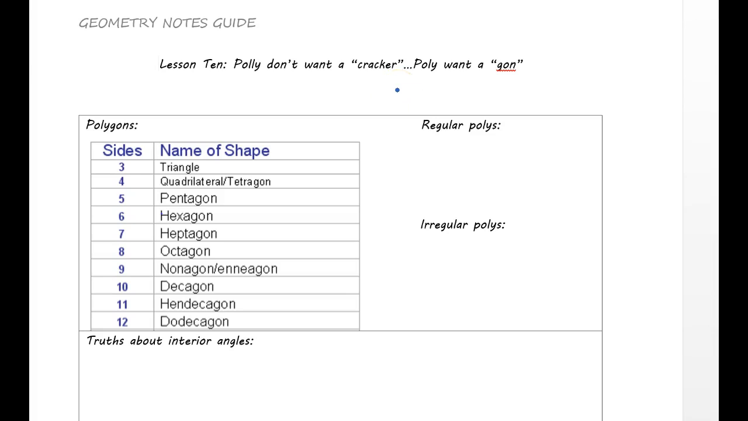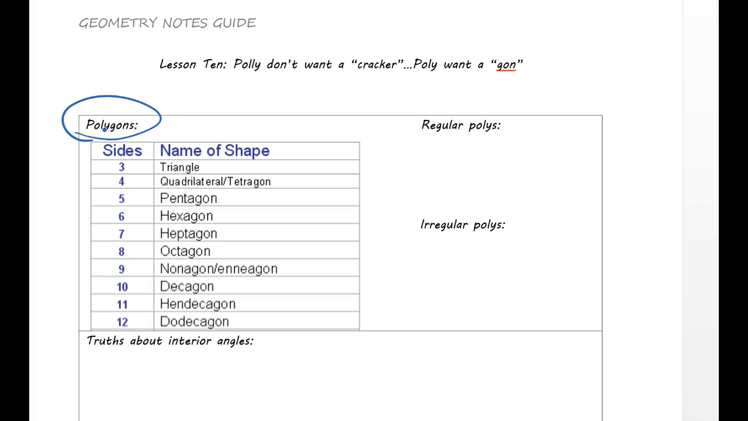We're talking about polygons, okay? And this is really the title of the unit: polygons. And poly just means many, FYI, and gon has to do with the number of sides. So it's just saying many-sided shapes or different-sided shapes.